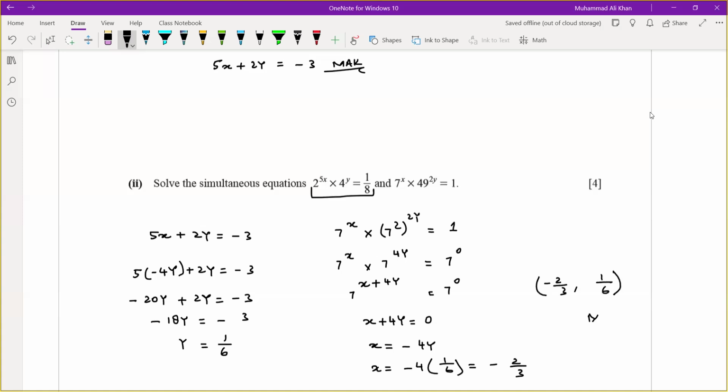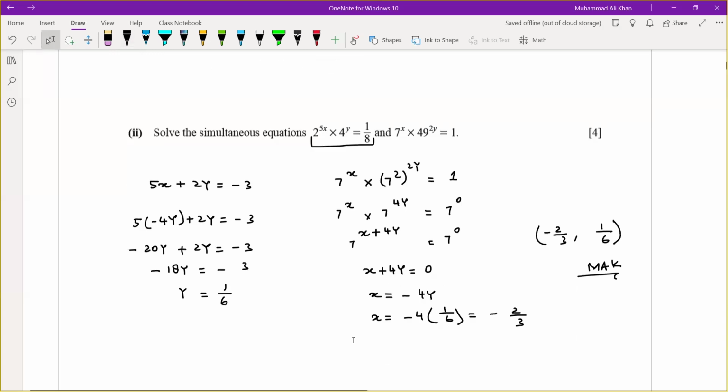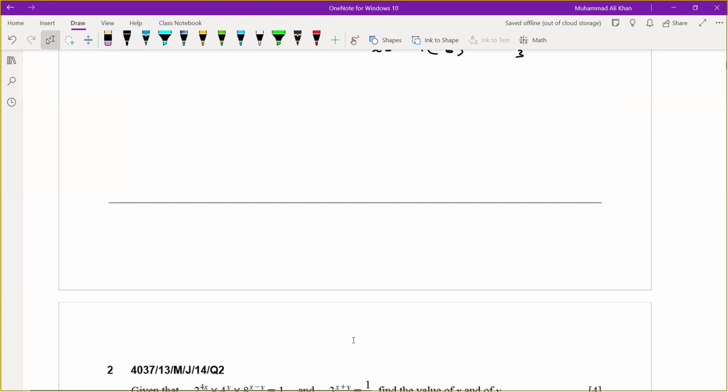A question of 4 marks. The question is clear, hopefully. There's no confusion in this question. Yes, we can say it, the third equation, but it's not necessary to write. That is enough. Next question.